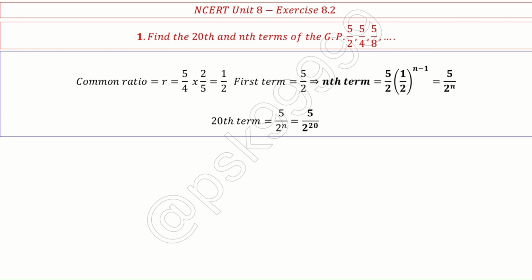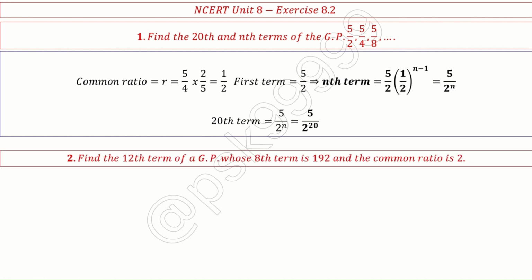So the common ratio here is 5 by 4 divided by 5 by 2, which is, reciprocal, 2 by 5. So which is equal to half. Half is the common ratio. So once I know half is the common ratio, my nth term is 5 by 2, which is A, right? A into r to the power of n minus 1. So 5 by 2 into 1 by 2 to the power of n minus 1, which is 5 by 2 to the power of n. Now I can replace any number I want. n equal to 20, I'll get the 20th term, which is 5 by 2 to the power of 20.